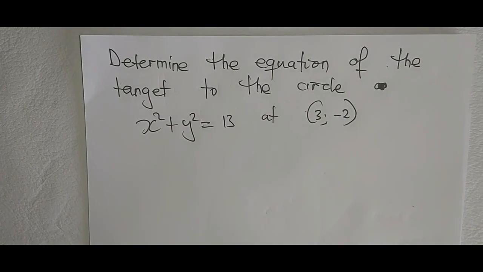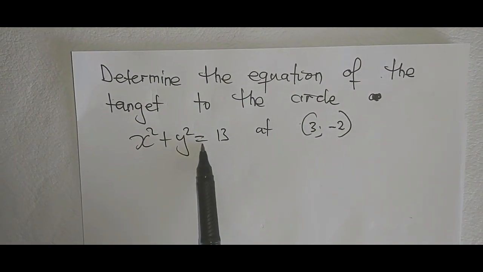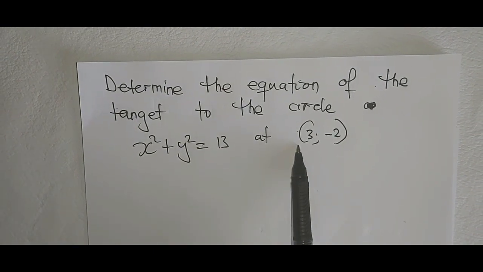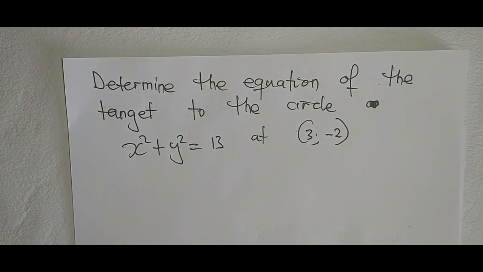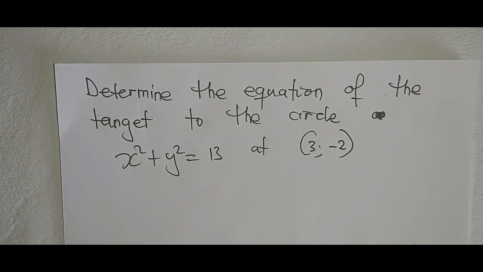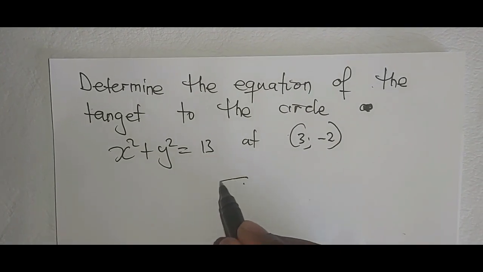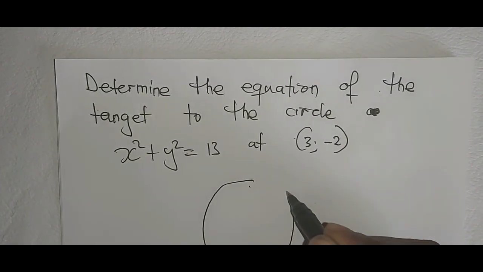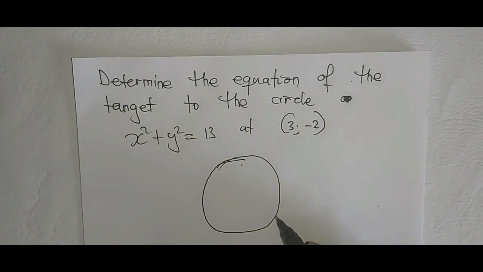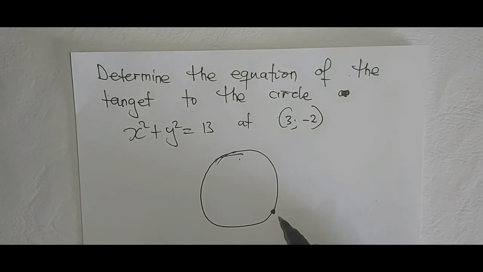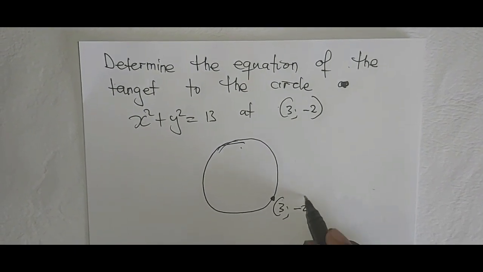Be able to determine the equation of the tangent to the circle x squared plus y squared equals 13 at the point (3, -2). For us to be able to determine this tangent, it helps if you can visualize what's happening. So if I draw a circle there, we want to find the tangent at the point (3, -2).